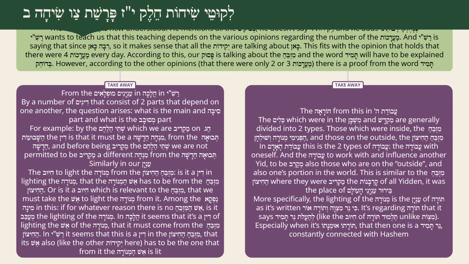The hira from this in Avodas Hashem is the kelim which were in the Mishkan and Mikdash are generally divided into two types: those which were on the inside, which are the Mizbeach HaPnimi, the Menorah, and the Shulchan, and those that were on the outside, specifically the Mizbeach HaChitzon.